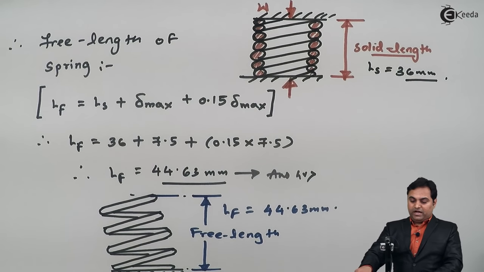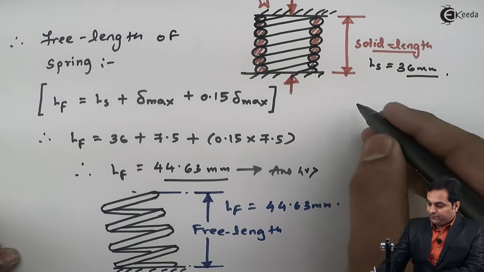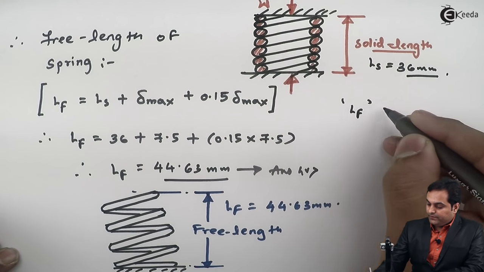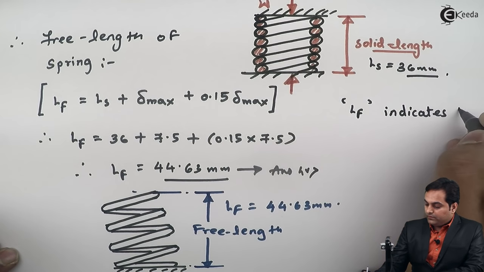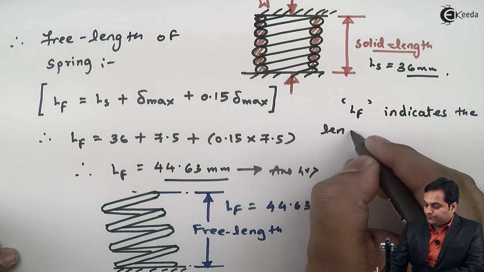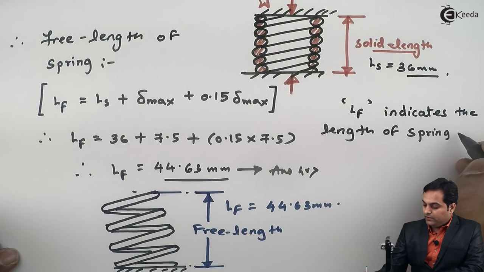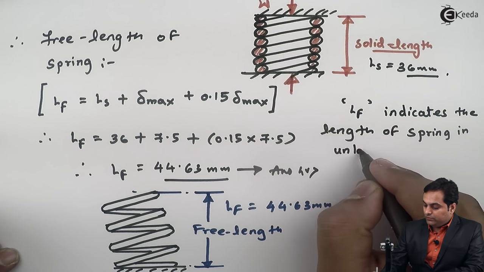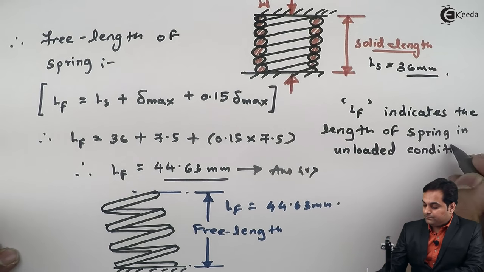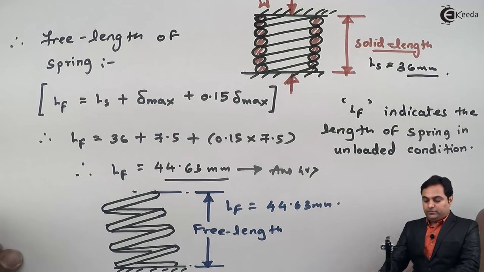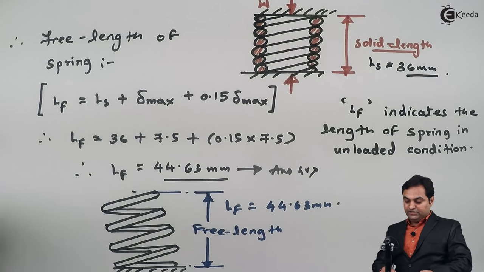Now, after getting this free length of the spring, as I have told, LF indicates the length of spring in unloaded condition. So here we have got free length. Now after getting free length, next I can calculate the pitch.